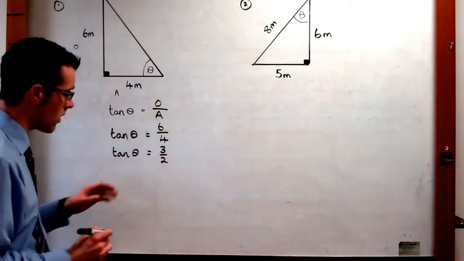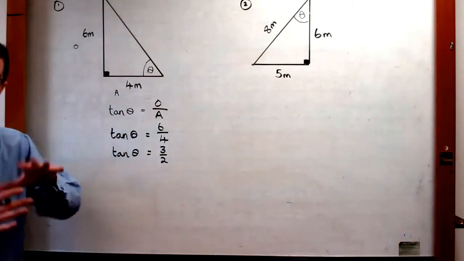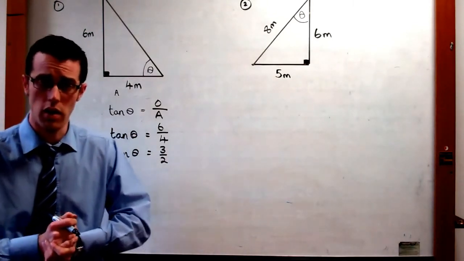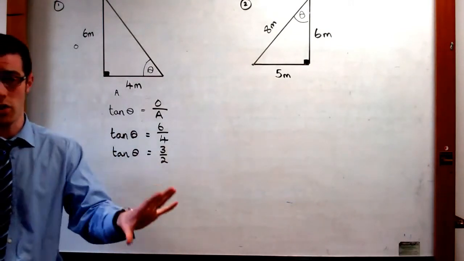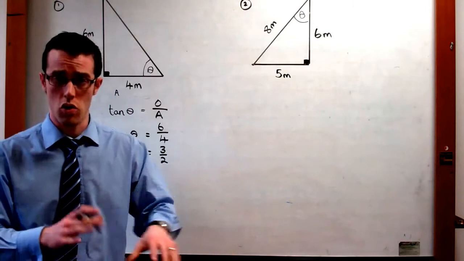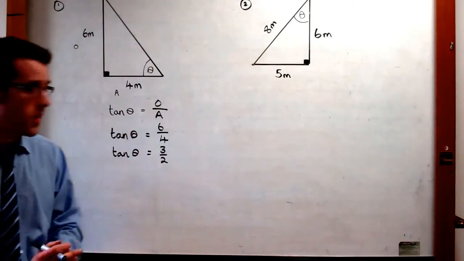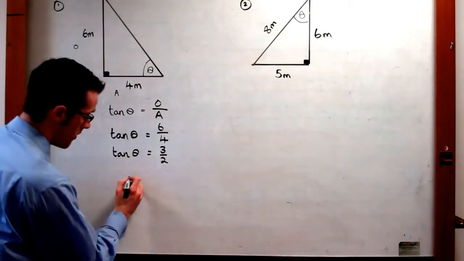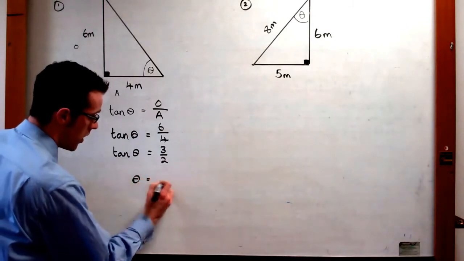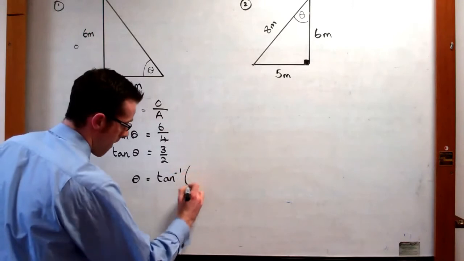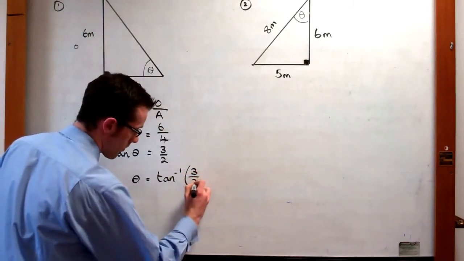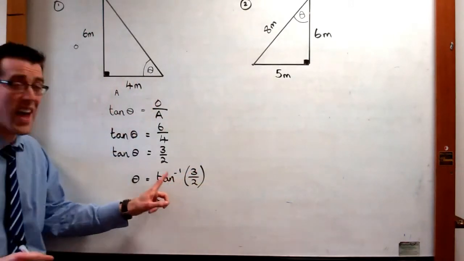Now, in order to find out the angle, there's a certain button in your calculator you need to use. You're going to have to use the shift button, which you've not used before, and at the end of this video there's going to be a demo of how to use the shift button for this calculation. So if you press shift tan and then put in 3 over 2, this will appear.